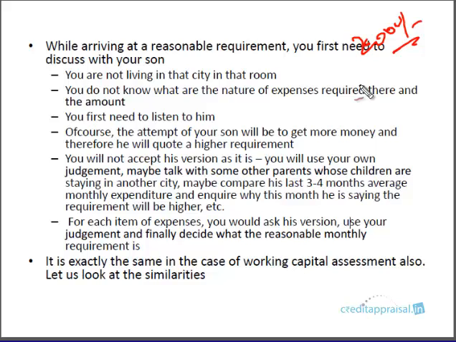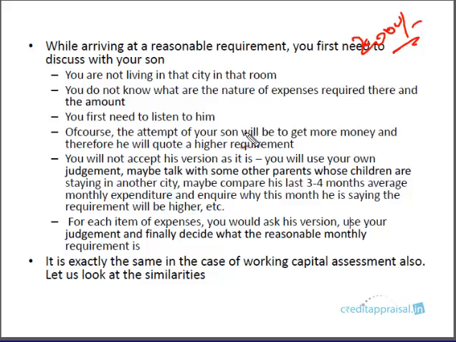Because you yourself are not a student. You are not living in that city. You don't know what the monthly expenses are. You don't have any idea what the monthly requirement is. So how do you go about arriving at this amount? How do you decide what is the reasonable amount for his monthly expenses?